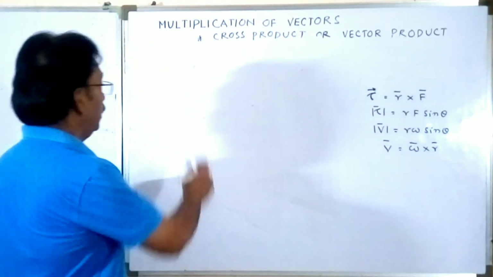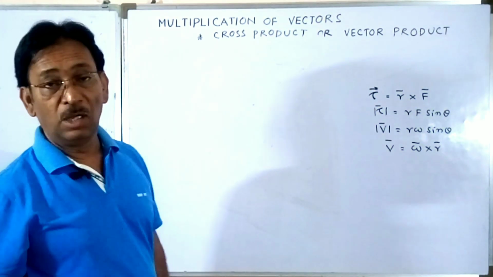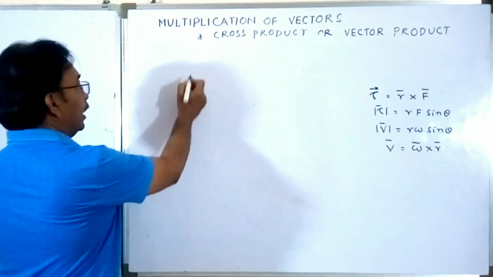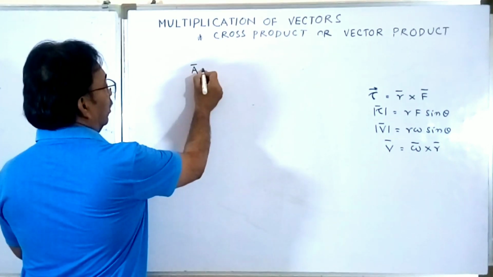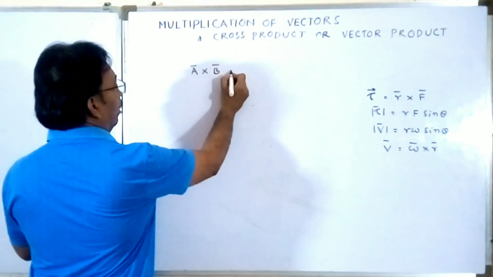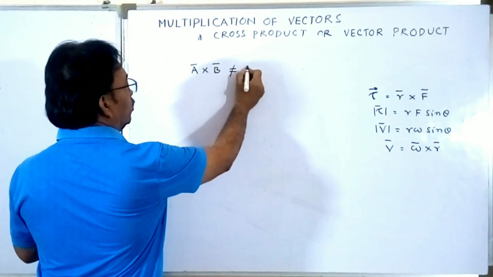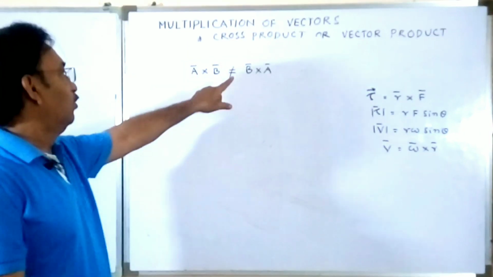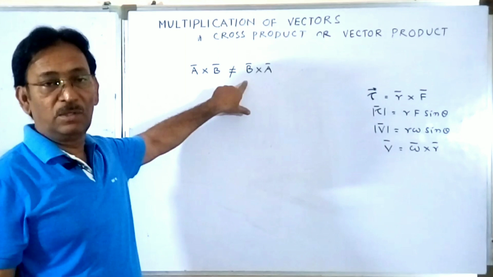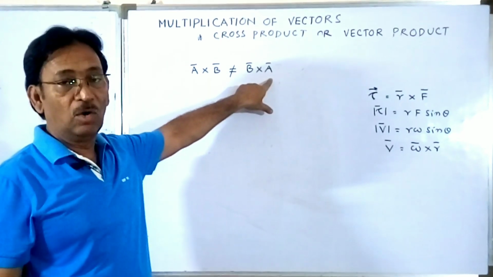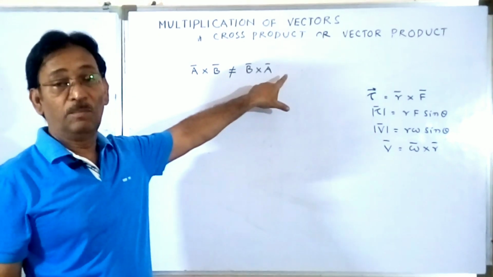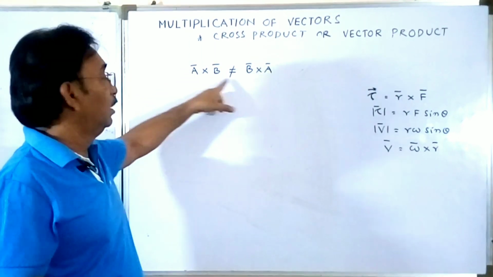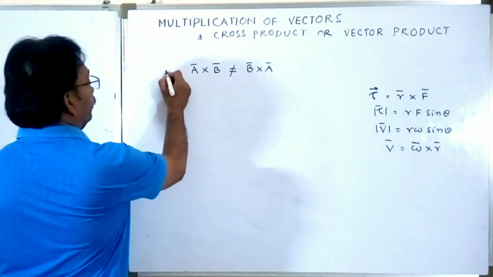The first property is that the vector product of two vectors is anti-commutative. It can be represented like this: A bar cross B bar is not equal to B bar cross A bar. You know that when we multiplied the B vector with the A vector, we got the resultant as minus C bar, and here C bar. That means it is anti-commutative.